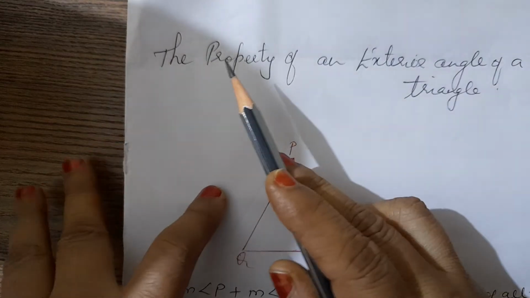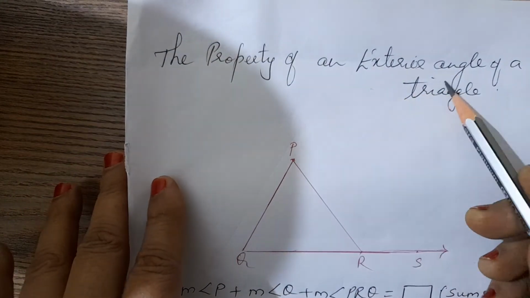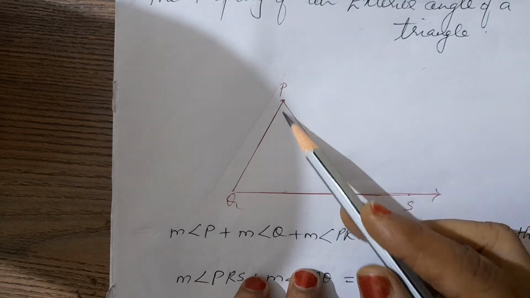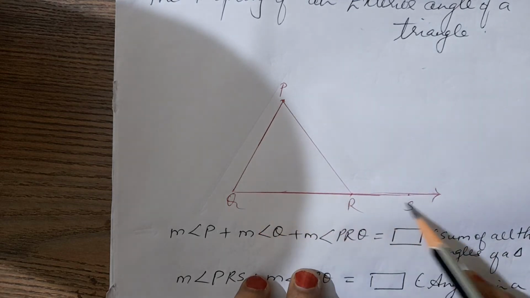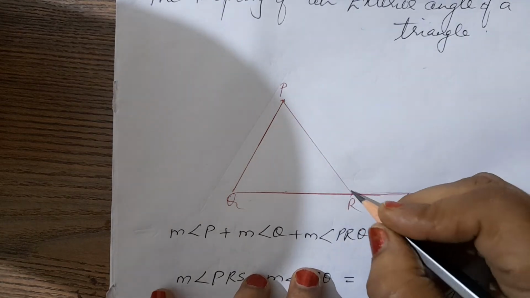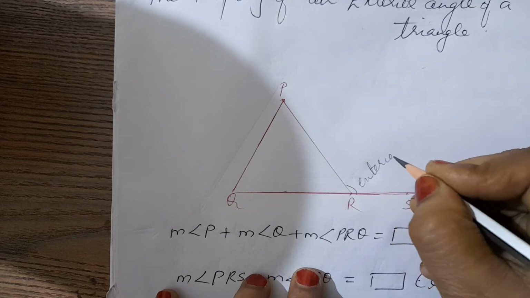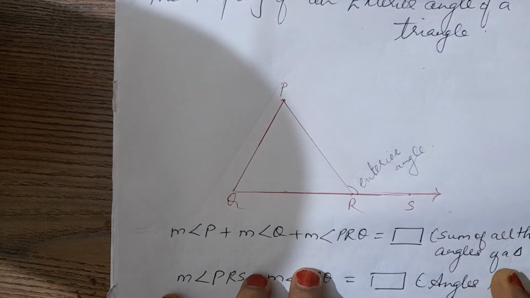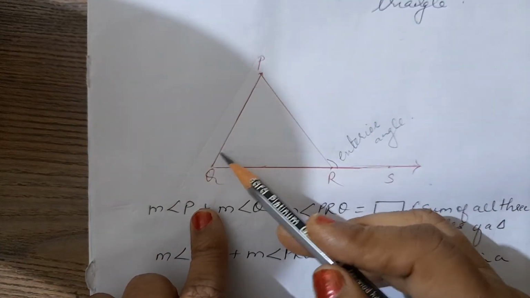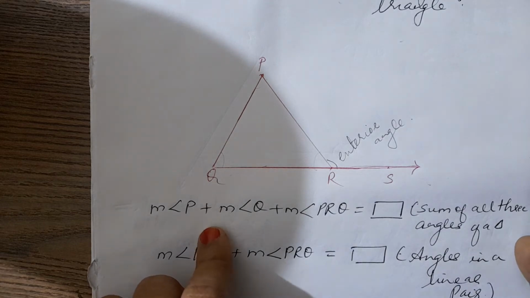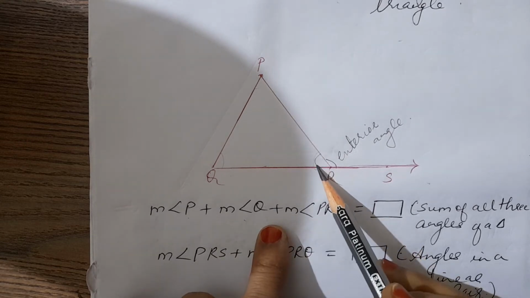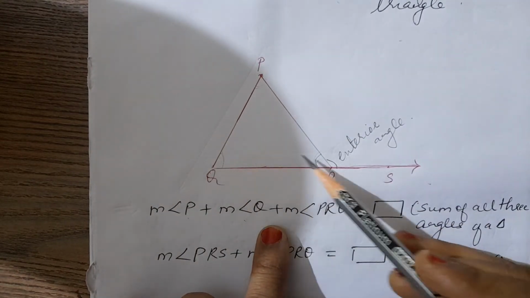Now let us see the next topic, that is a property of an exterior angle of a triangle. Now children, you can see this triangle PQR and this side QR is extended, and we are getting one angle, that is angle PRS. So this is the exterior angle. Now already we know that the sum of the measures of all the three angles of a triangle is 180, which we have already learned. So measure of angle P plus measure of angle Q plus this angle.